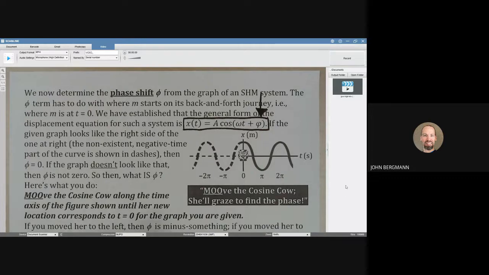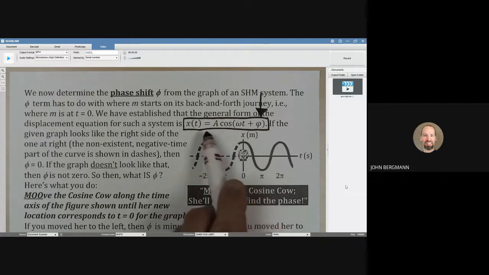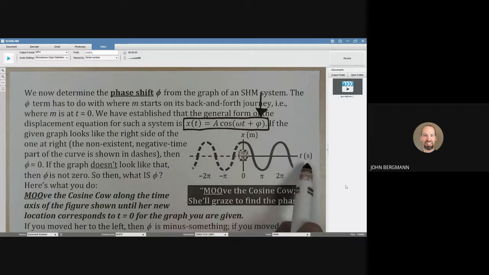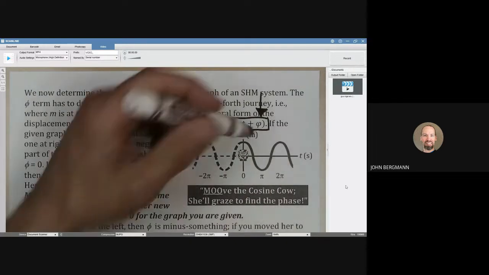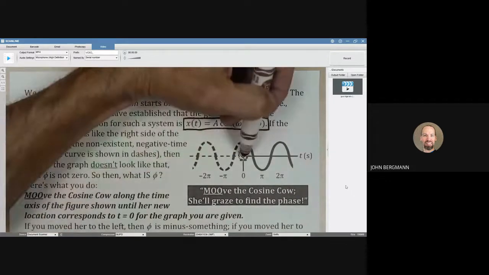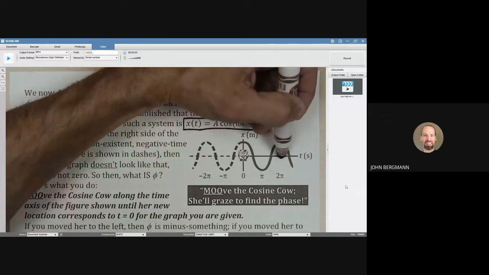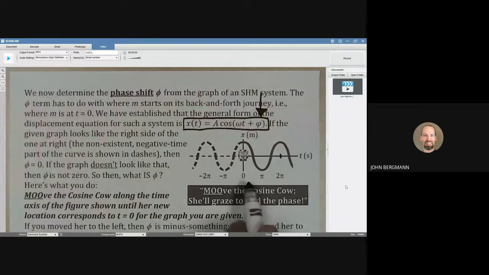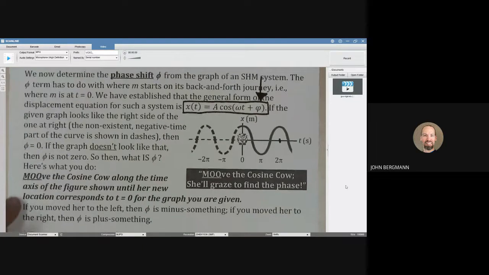Now, when we graph this function, we need to graph x position versus time, and 1 cycle corresponds to 2 pi radians. So this amount of time between right there and right there corresponds to 2 pi worth of a phase shift. And so here's what we do. You can read this if you wish. Feel free to stop the video if you want.